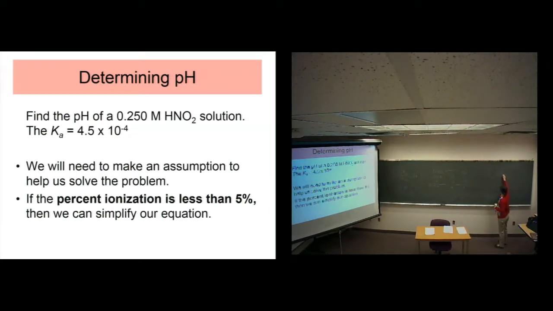Yep, 10 to the minus 4. Okay, so that would be 4.5 times 10 to the minus 4 equals X squared over 0.250 minus X. Oh boy, that's a quadratic, isn't it? You guys are familiar with the quadratic equation, aren't we? And now in chapter 15, we just said we're going to stick with easier ones. We'll get to the quadratic ones in chapter 16. So now we get to do some fun math calculations.